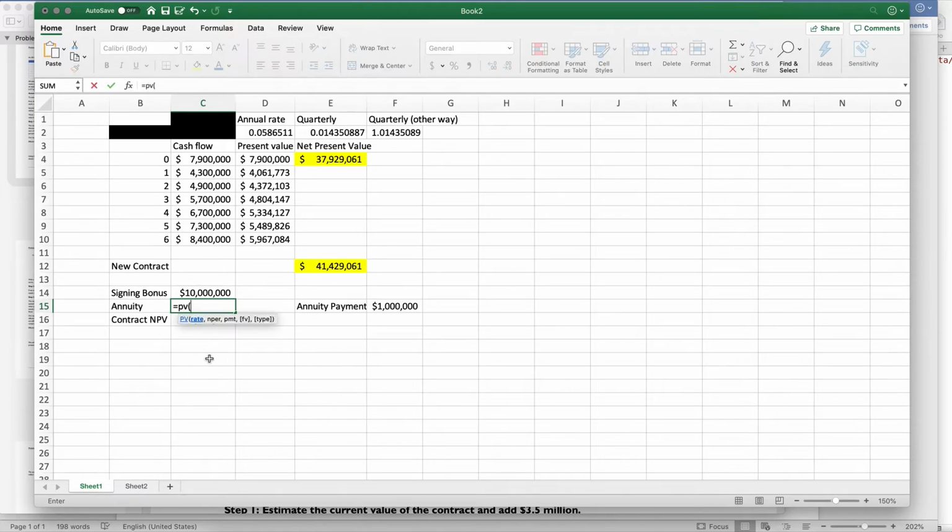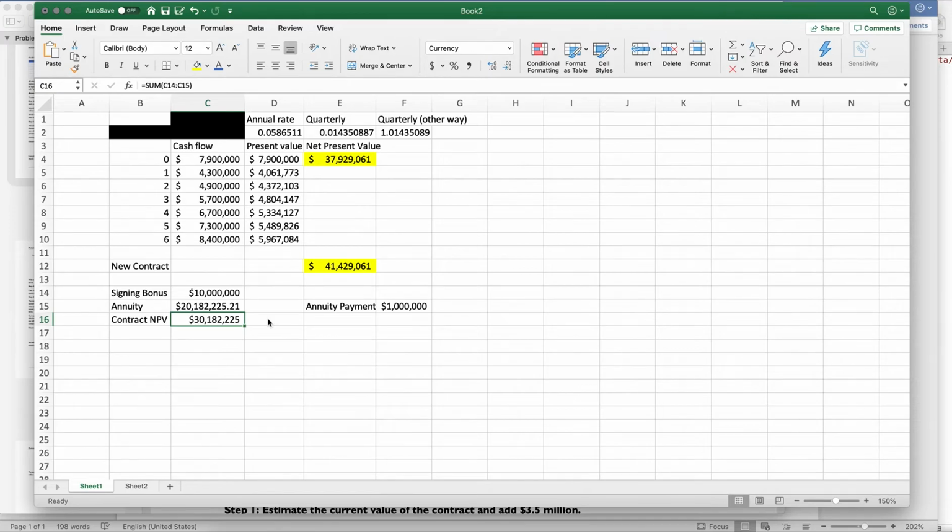So we're going to do equals present value. Our rate is the quarterly rate. He gets a payment every quarter, so it's 4 times 6 because he has a 6-year contract. We're going to put a negative because Excel does that weird thing with the negatives where it spits out the wrong number. And we're going to select $1 million. We don't have to worry about the future value or the type. We just close the parentheses and hit enter.